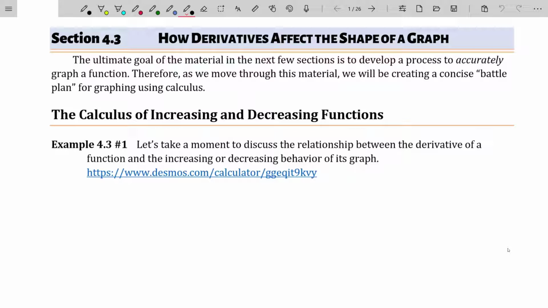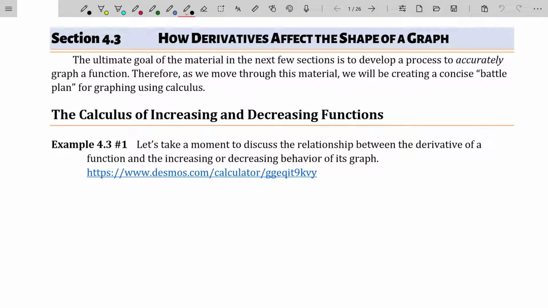And so I like to let students know from the get-go that our ultimate goal here is to develop a process to accurately graph a function. So as we're going through this material, I will continually be creating a concise battle plan for graphing using calculus. So every step of the way, I try to remind you of the tactics we're using. I'm not a huge fan of creating recipes like how-tos, a step-by-step on how to do something, because really calculus should be more of a heuristic feeling, a natural feeling for you rather than a memorized process. But when it comes to graphing, it is nice to have a list of steps.